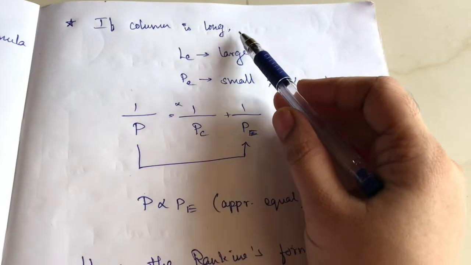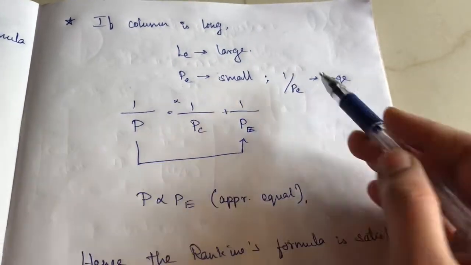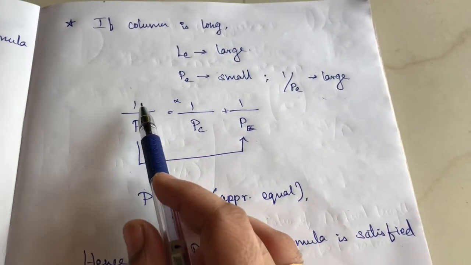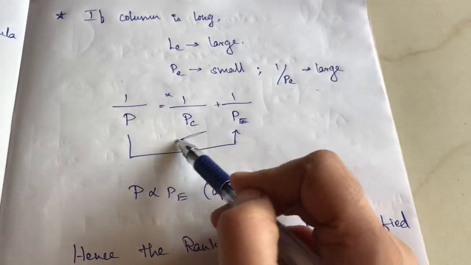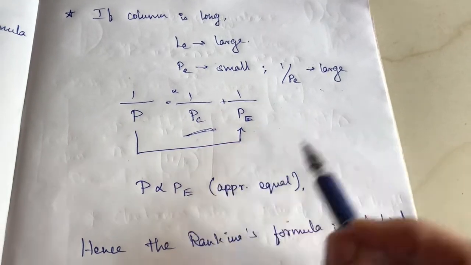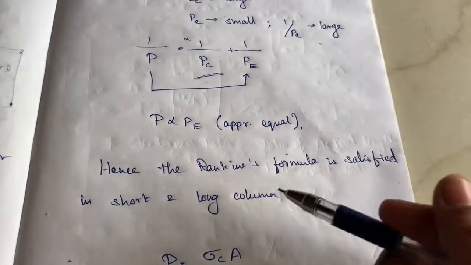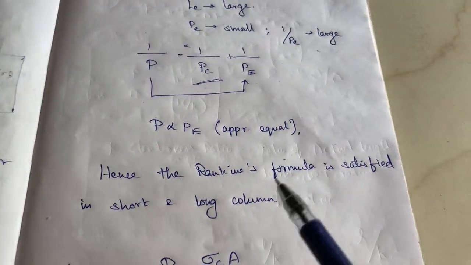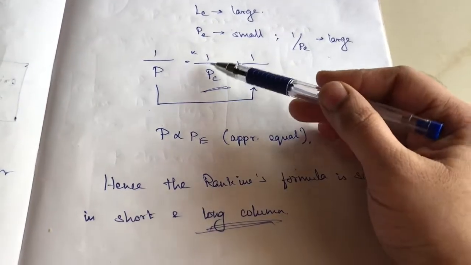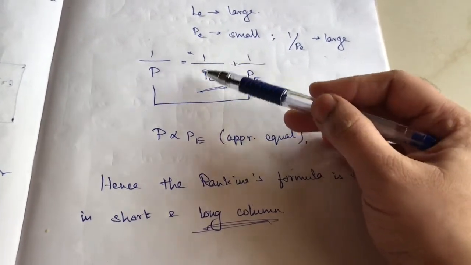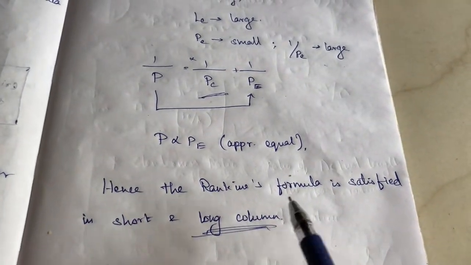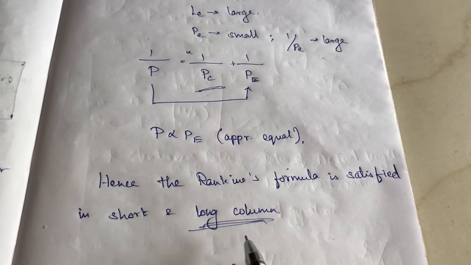If the column is long, so LE is large and P is small and 1 by PE is large. So in this formula, 1 by PC is already neglected, as it is a constant value here, and 1 by P is mainly equal to 1 by PE. So this is approximately equal. So we can easily say that this Rankine's formula is satisfied for a long column. So the failure is not at all due to the crushing. It is due to the buckling. So this one is also satisfied. Hence the Rankine's formula is satisfied for both long and short columns.